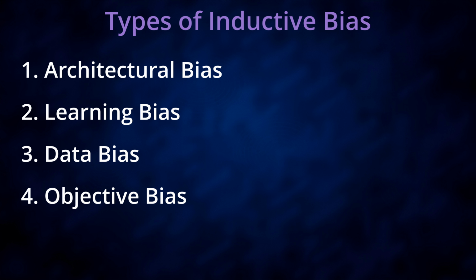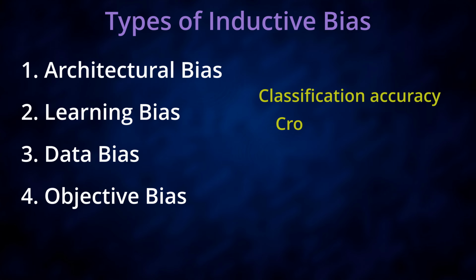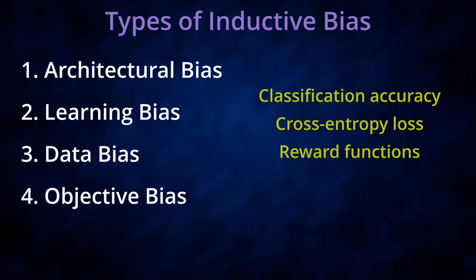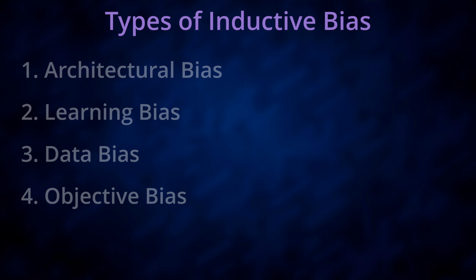Objective bias. What the AI tries to minimize or maximize. Examples: classification accuracy, cross-entropy loss, reward functions in reinforcement learning. Whatever we reward, AI molds itself toward.